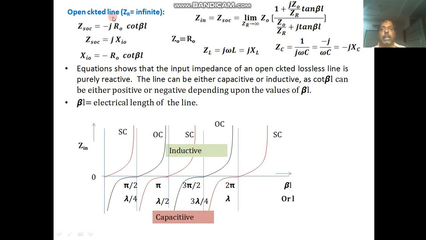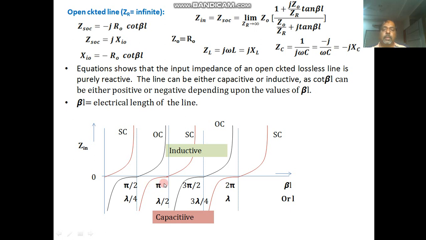Now you see, for the open circuited case, what will be the input impedance if the load is open? In that case we put Z R as infinite. Then this term and this term will be 0, so you will get the input impedance under open circuit condition Z in OC, that is minus j R naught by tan beta L. This cot value is positive for beta L varying from 0 to pi by 2, so you will get this negative term. So under open circuit condition, if beta L varies from 0 to pi by 2, this transmission line behaves as a capacitor, because here you will get a negative value.